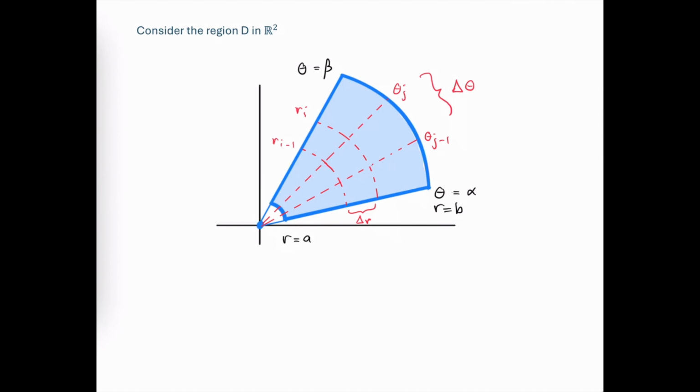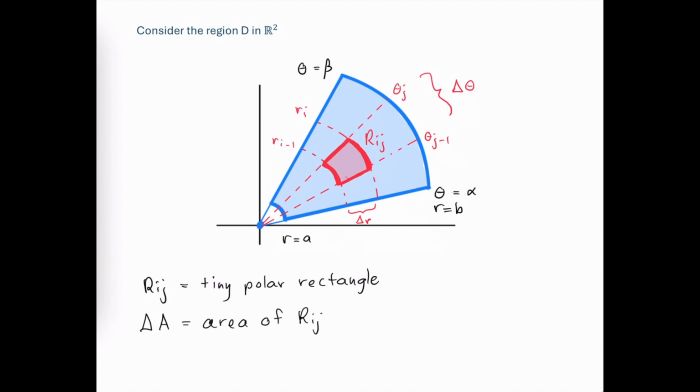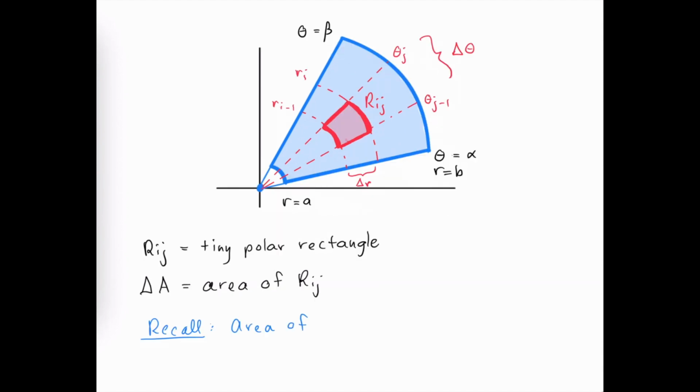Now we're going to take a close look at this tiny polar rectangle here in the center. And let's call this Rij, where Rij is a tiny polar rectangle. What we're going to do now is try to find delta A, which is going to be the area of that tiny polar rectangle. So let's recall that the area of a sector is given by 1/2 r squared theta, and it is important that theta is measured in radians for this formula.